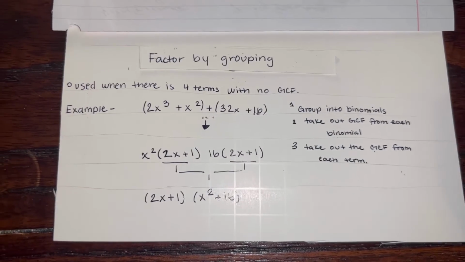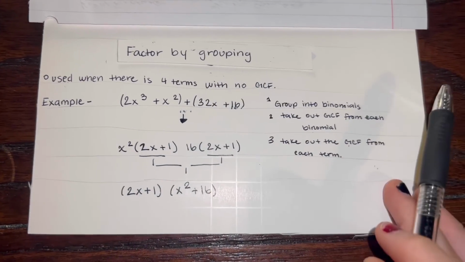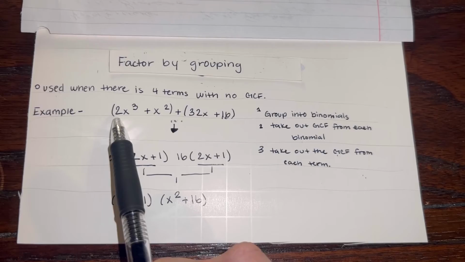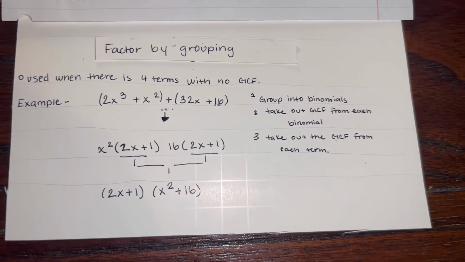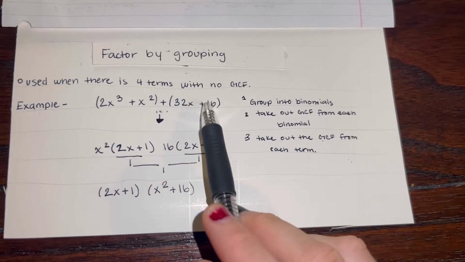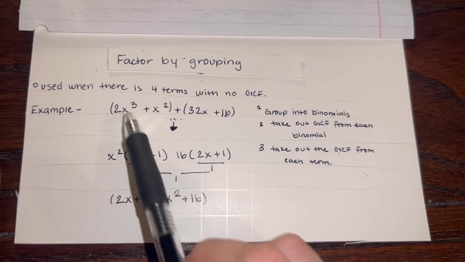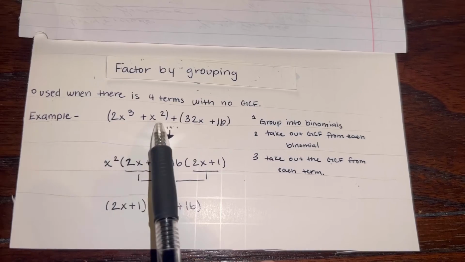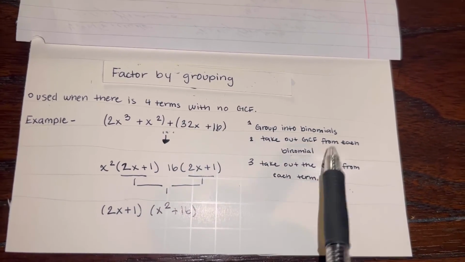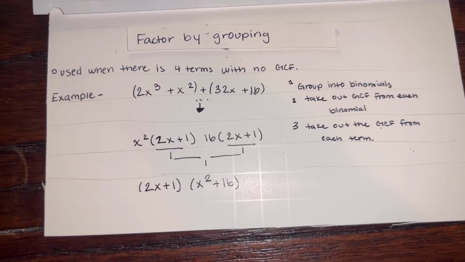Factor by grouping is used when there are 4 terms with no greatest common factor. The example I'm using is 2x cubed plus x squared plus 32x plus 16. What you first do is group into binomials. So you put parentheses over the first 2 and the second 2. You take out the greatest common factor from each binomial.